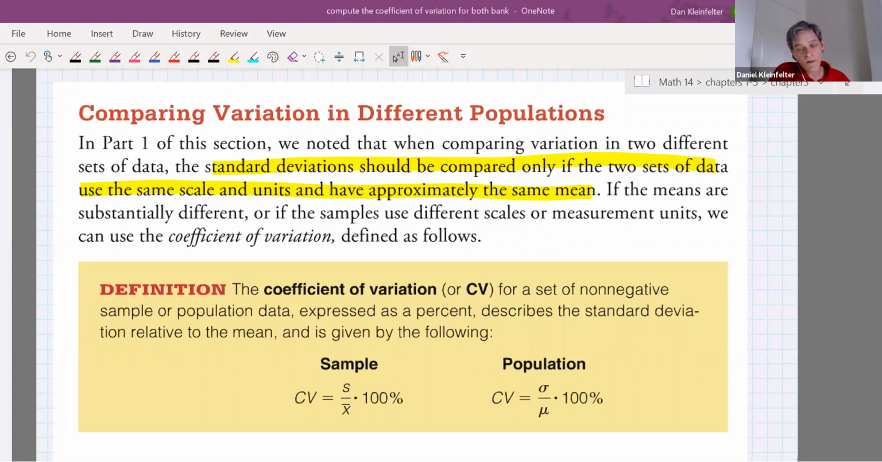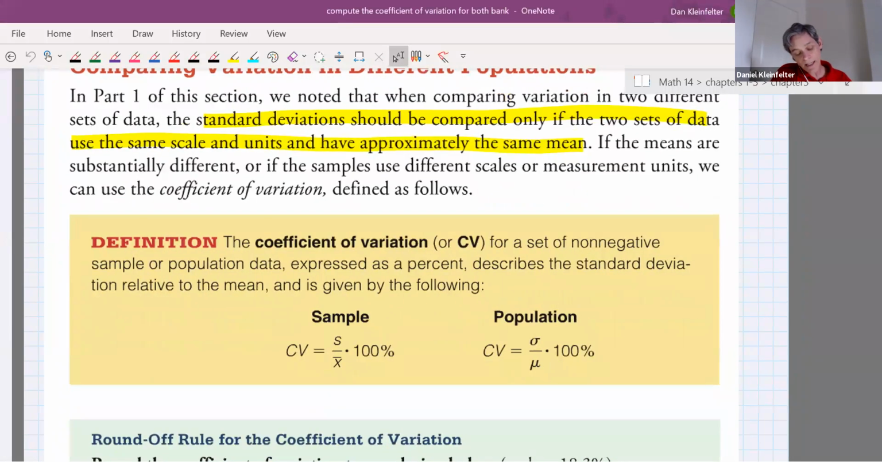So it's S over X bar for a sample, or sigma over mu for the population. So the standard deviation over the mean, regardless of whether it's sample or population, and then multiply by 100% to turn it into a percentage to make the coefficient of variation. All right, so that is how it's calculated.